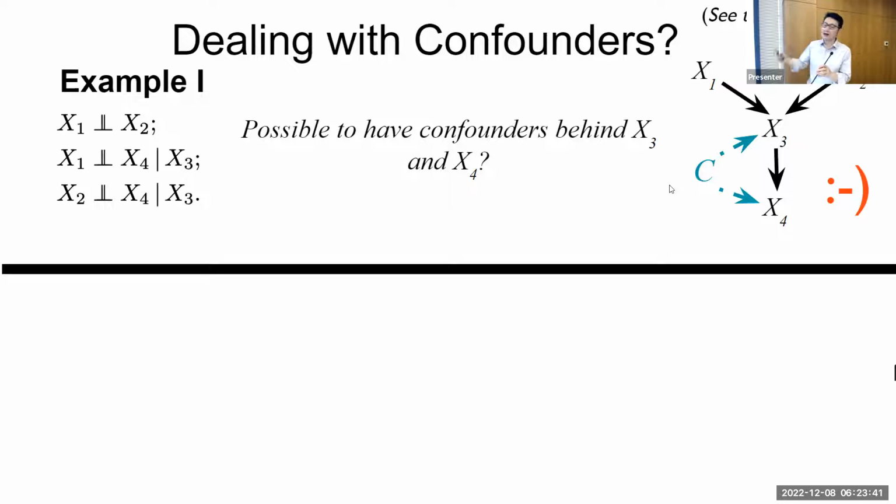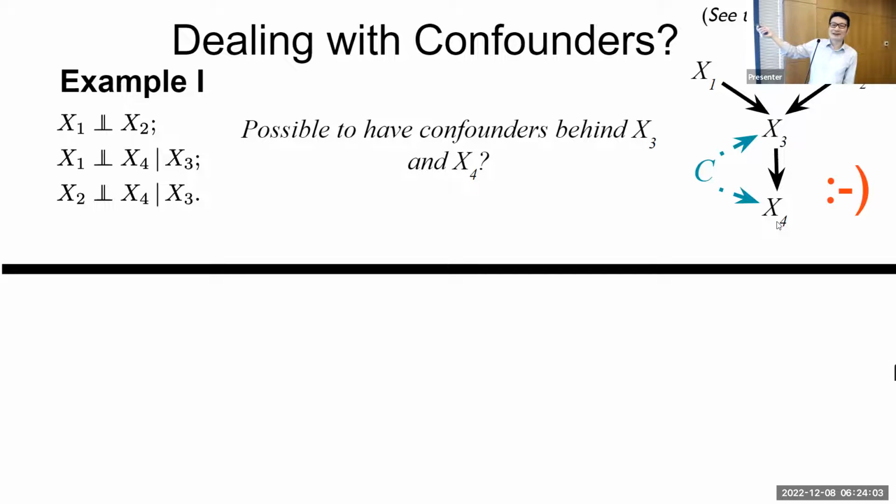Now we can only measure a finite number of variables in the system. Do you think it's possible at all to have this hidden variable C as a common cause for X3 and X4? Yes or no? Some say yes, right? Actually, the answer would be no. Why? Otherwise, I would not have asked the question, right?